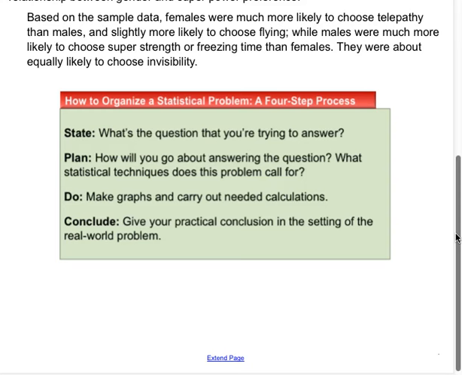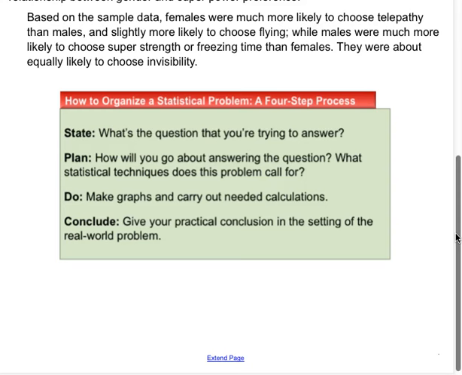So state, you want to state what question you're trying to answer. The plan is you writing out, what are you going to do to answer this question? What statistical techniques does the problem call for? Do, make graphs and carry out the needed calculations. Conclude, give your practical conclusion in the setting of the real world problem.